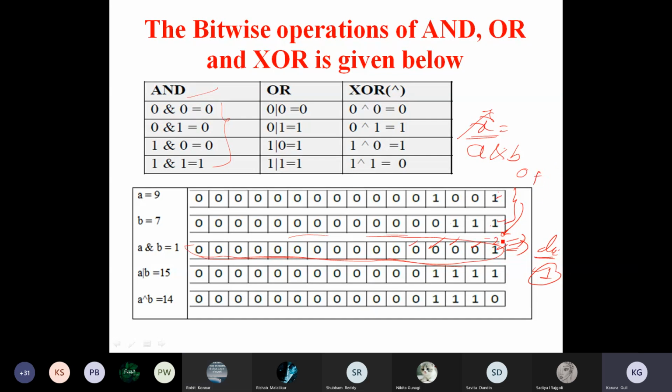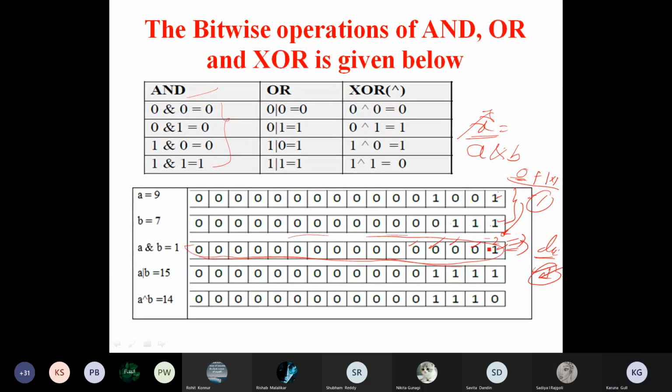So 0 added with 2 to the power 0 into 1. Anything raised to the power 0 is always 1. Correct? Multiplied with 1. So what is your answer? All terms are 0 here. I added all zeros and got 0 itself. 0 plus 1. What is your answer? 1. That's why it is 1 here. So the decimal equivalent of this particular binary number is 1.